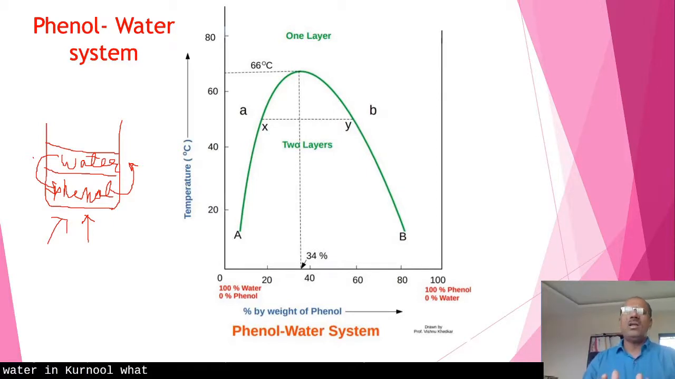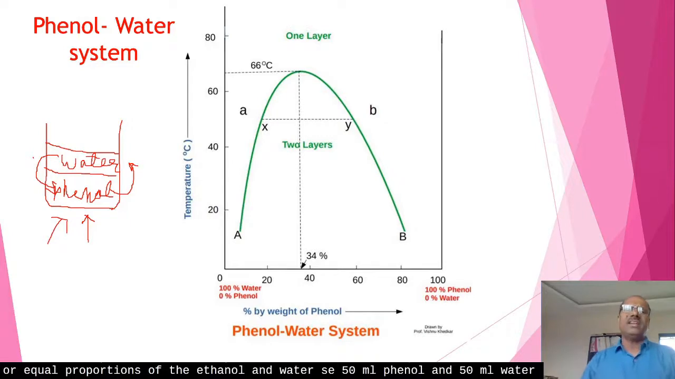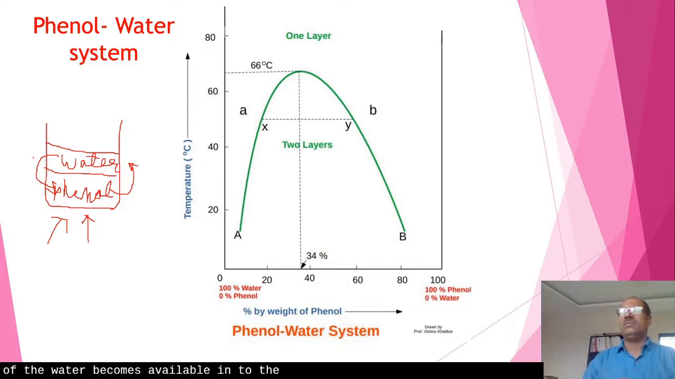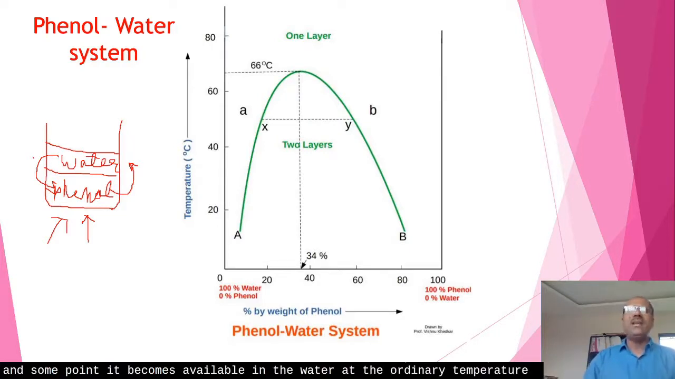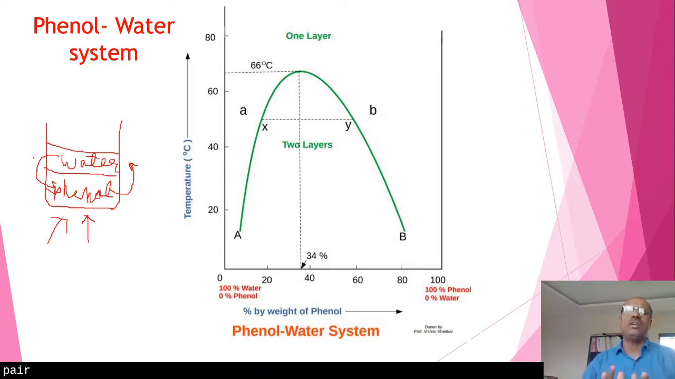Means what? Phenol and water, these are the two liquids which show partial miscibility with each other. Whenever we are taking equal proportions of phenol and water, say 50 ml phenol and 50 ml water, shake it vigorously in a beaker, keep it on a stable ground for some time. After some time, what happens? Some part of the water becomes soluble into the phenol, and some quantity of the phenol becomes soluble in the water layer at the ordinary temperature. Means they are partially miscible with each other. This pair is called the conjugate pair or the conjugate layers.